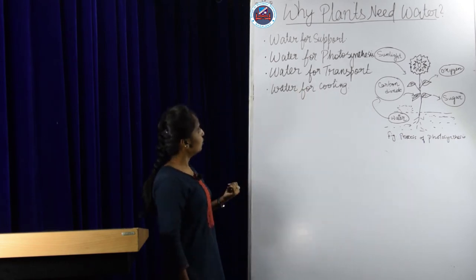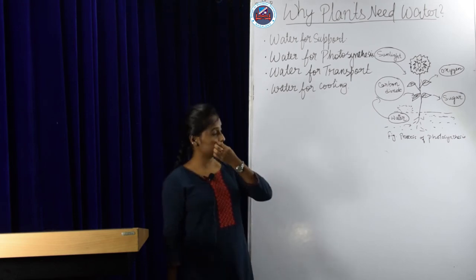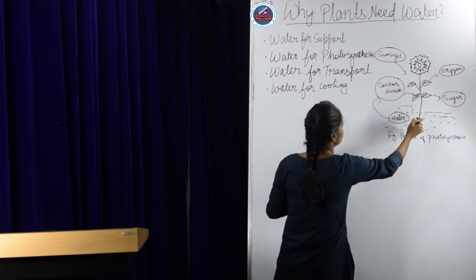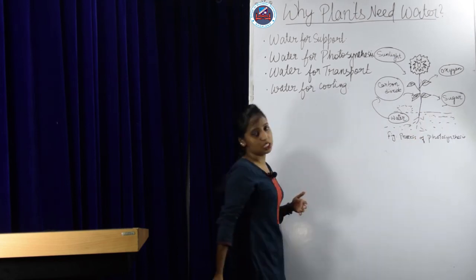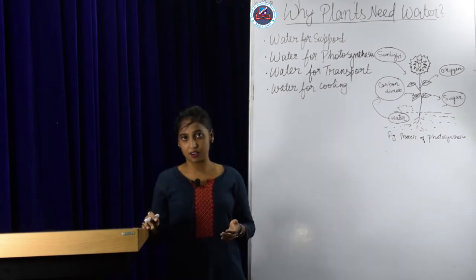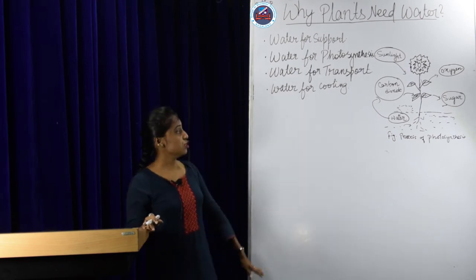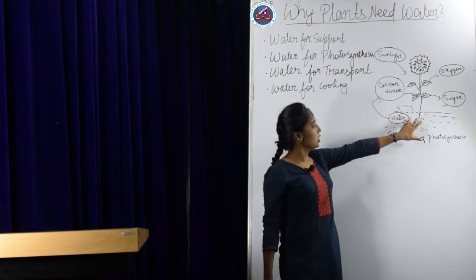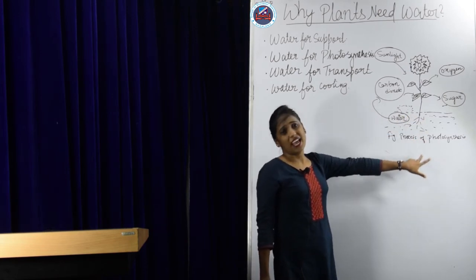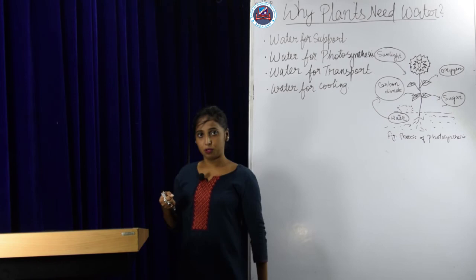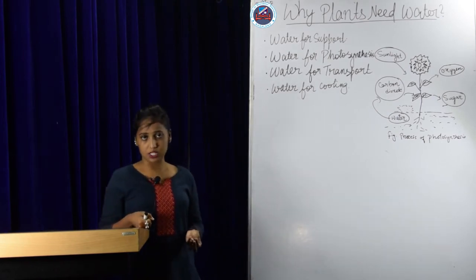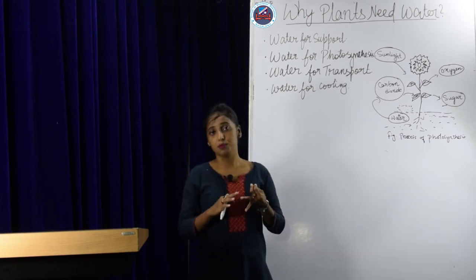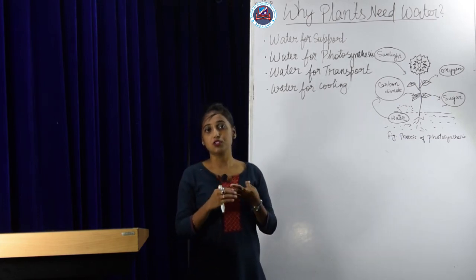Going to the next point, we have water for transport. As I have said, what happens after they make glucose or sugar? They transport it to the different parts of the plant, right? How do they do it? They transport it through the water itself. See, as I have said, the plants absorb water from the soil. They not only absorb water, but along with water, what goes? Some minerals or some nutrients, or some mineral salts.